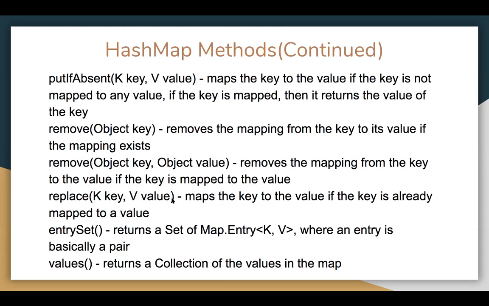Replace, taking key and value, maps the key to the value if the key is already mapped to a value. And entry set returns a set of map.entry, where an entry is basically a pair. So this is kind of like just printing the hash map out, like the collection out, except it's a little bit more ordered, I guess. And lastly, values. It returns a collection of the values in the map. So only the values. Not the key, not the key and the value, only the values.